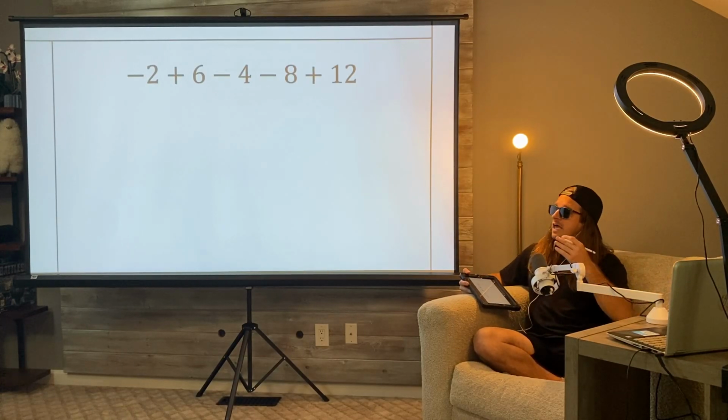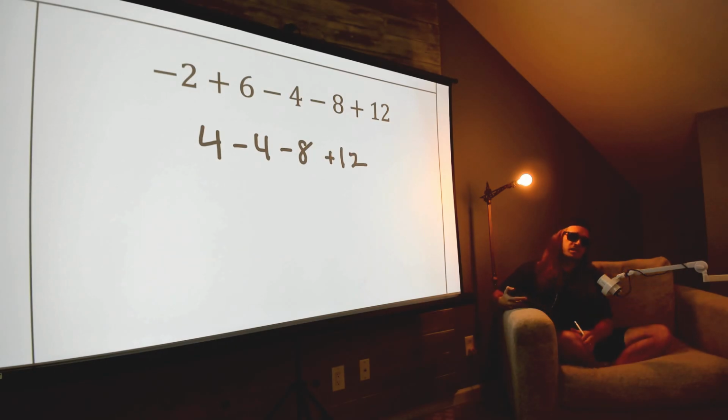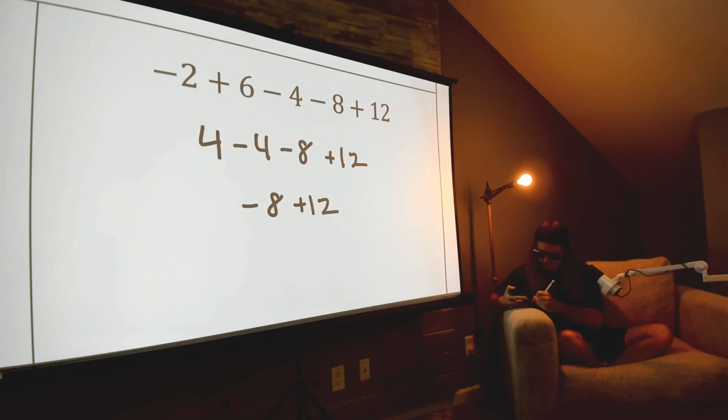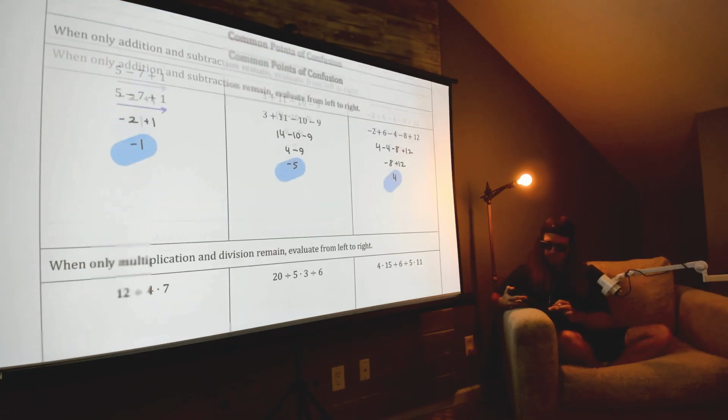Anyways, left to right, we start with -2 plus 6, which is 4, minus 4 minus 8 plus 12. Next is 4 minus 4, which is conveniently 0. So we just bring down -8 plus 12, and -8 plus 12 is 4. The answer here is 4. That was all three of those.